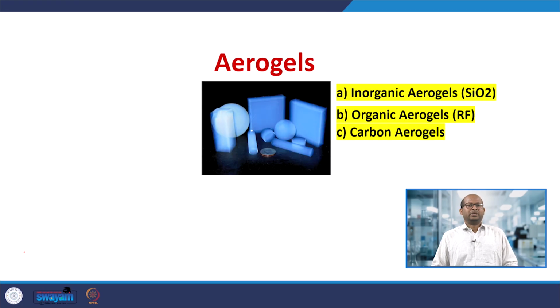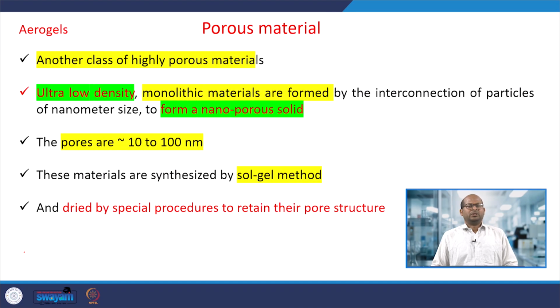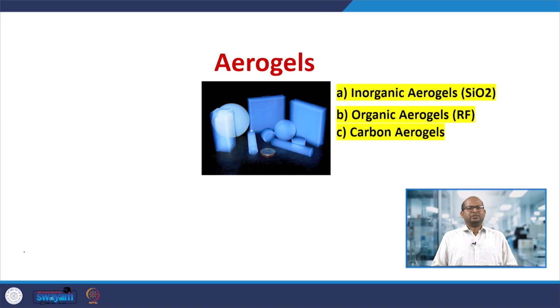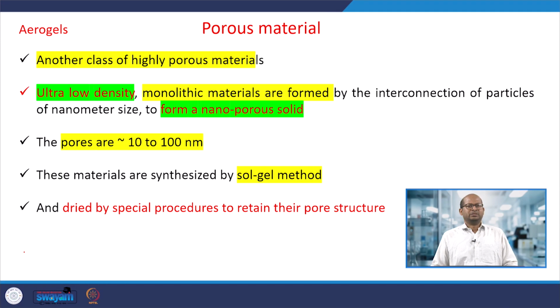Aerogels we can classify in three different ways: inorganic aerogels, organic aerogels, or carbon-based materials, or carbon aerogels, depending upon the materials from which they have been prepared. If we prepare it from an inorganic precursor, we say it is an inorganic aerogel, and if it is prepared from organic precursors, then it is an organic aerogel. And carbon is the basic building block material, so if the aerogel-type structure is made of carbon, then we say it is a carbon aerogel.